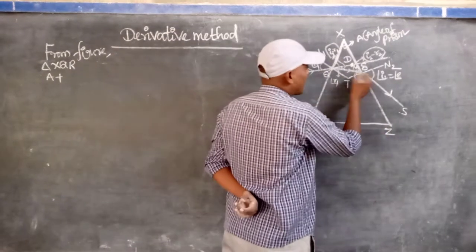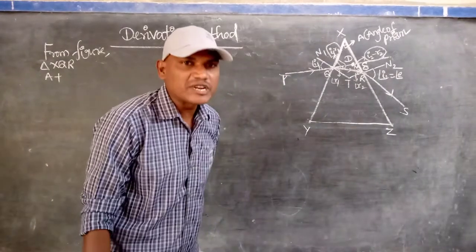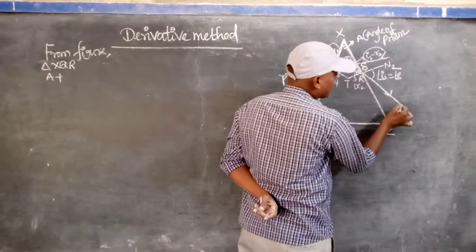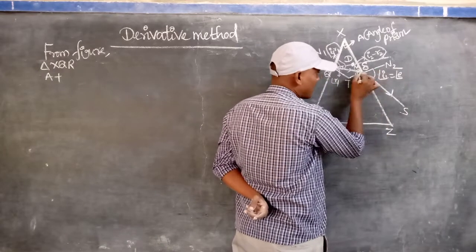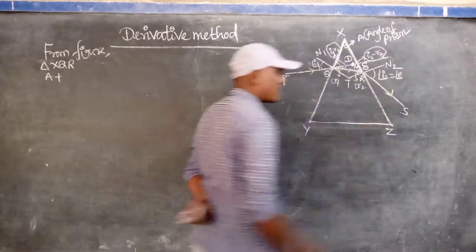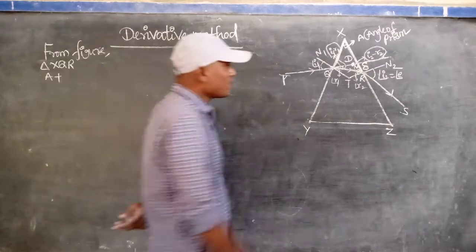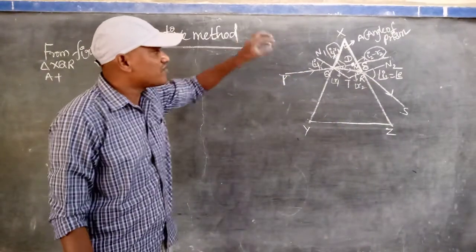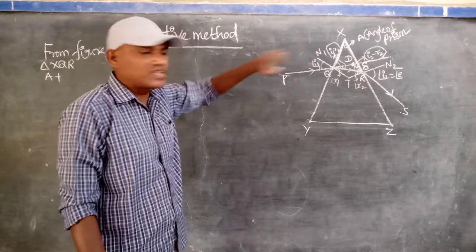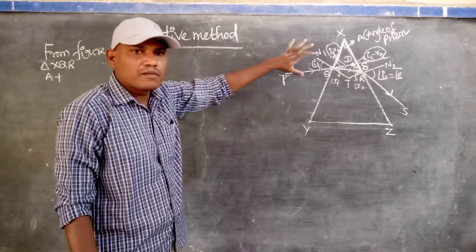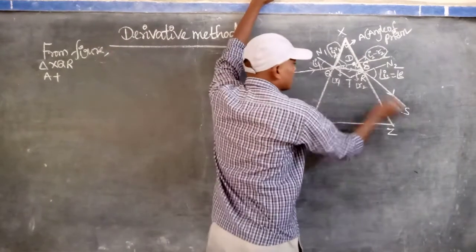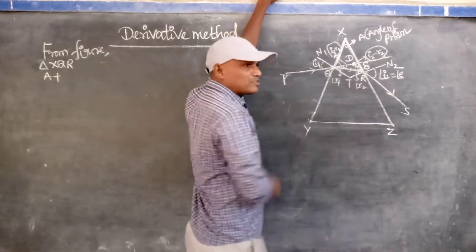Next one, I said that according to the principle of reversibility, the angle between the emergent ray and the normal is called the angle of emergence. But why can we say it is I2? For the same angle of incidence in a medium, the path of the light is reversible.